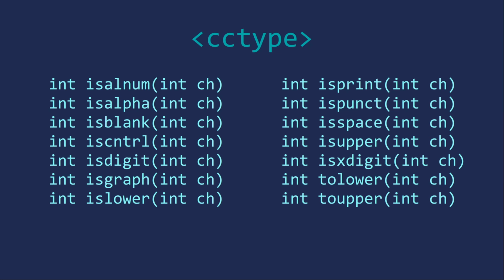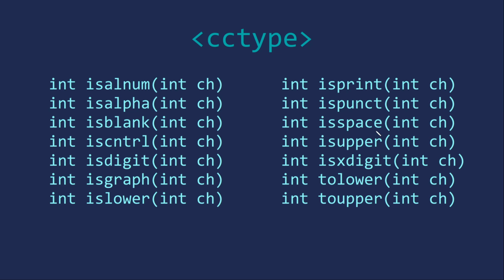So isPrint would return non-zero. Most of these are fairly straightforward in terms of the basic idea: alphanumeric, alphabetic, blank, which does include both space and tab, does not include new line, is digit, 0 through 9, is graph, can be written, has a graphical component basically, is lower, is print, is the printable, which is basically the graphical characters plus the space, is punctuation, is space means is white space.